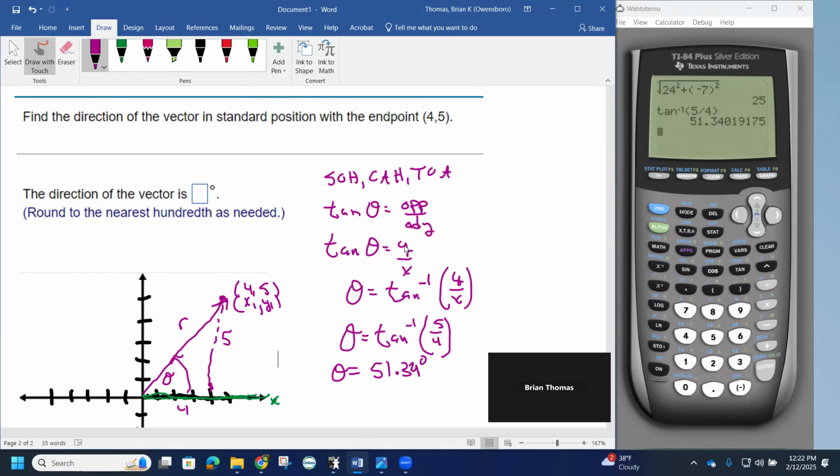So notice how with vectors, we are using a little bit of trigonometry to solve for the angle. So this is going to be our formula to find the direction that the vector is traveling in. We weren't asked to find out how long it was, but we do know that this vector is traveling at an angle of 51.34 degrees off of the x-axis.